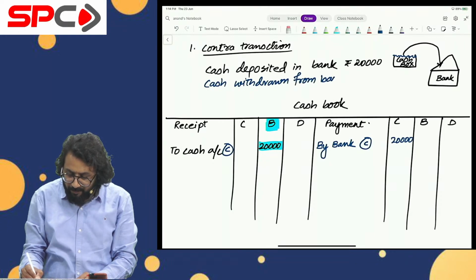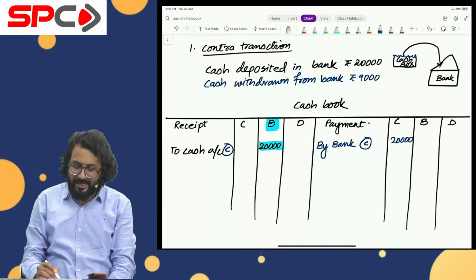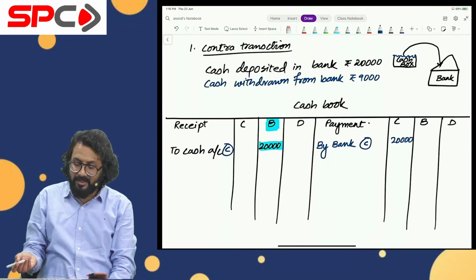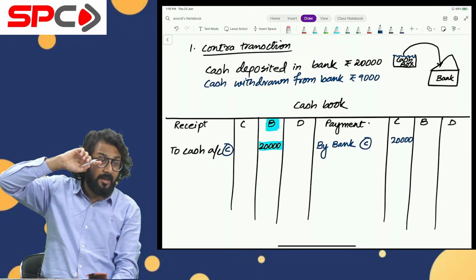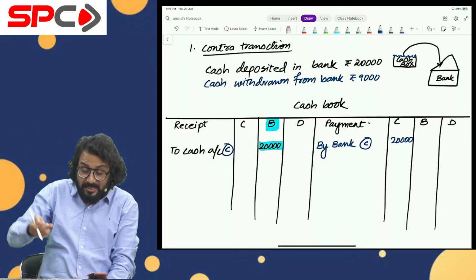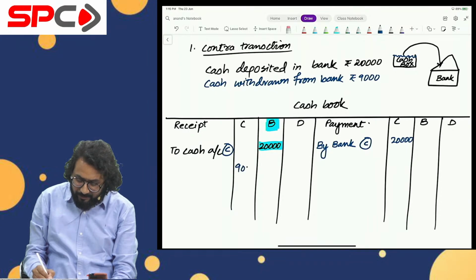Cash withdrawn from bank, rupees 9,000. Can I expect an answer? You tell me, cash withdrawn from bank. So where is it coming? It is coming in my cash box. So where is the receipt? Receipt is in the cash column. So in the cash column, I'll write down 9,000.